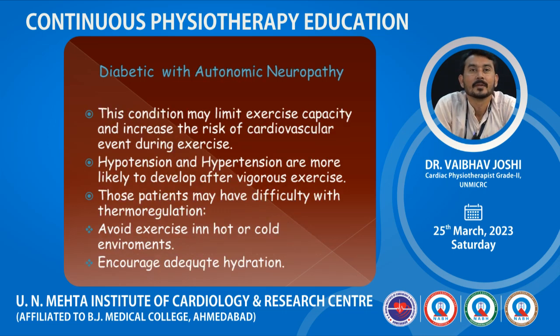Other condition, diabetic with autonomic neuropathy. This condition may limit exercise capacity and increase the risk of cardiovascular events during exercise. Hypotension and hypertension are more likely to develop after vigorous exercise. Those patients may have difficulty with thermoregulation. Avoid exercise in hot and cold environments, meaning your patient may get heat stroke or hypothermia. Encourage adequate hydration.